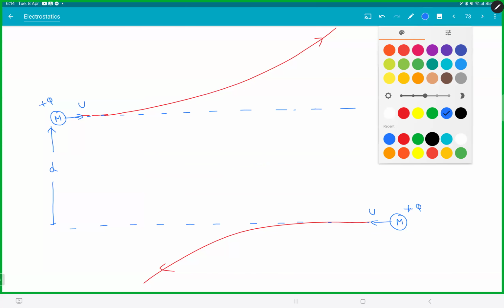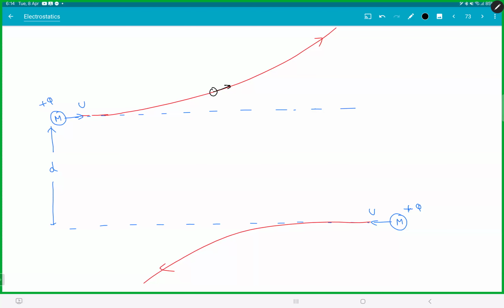As these things are moving, at some point this guy will come here with velocity V, and this guy will come here with velocity V. This will be your center of mass, and this will be your R minimum. A few things here. The first point: the center of mass is at rest. At R minimum, you will observe these velocities are perpendicular to the R minimum line.